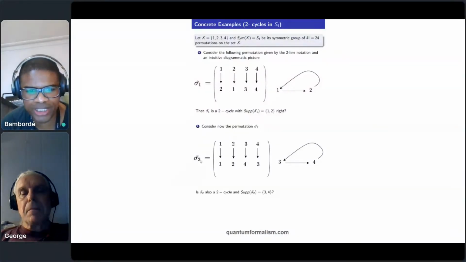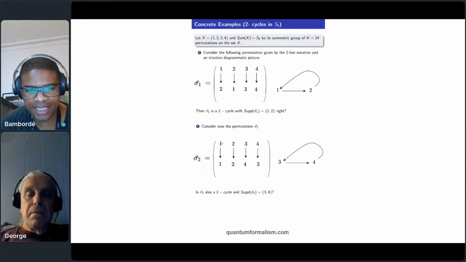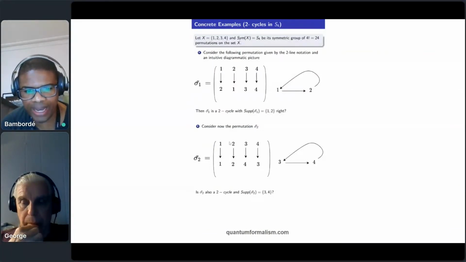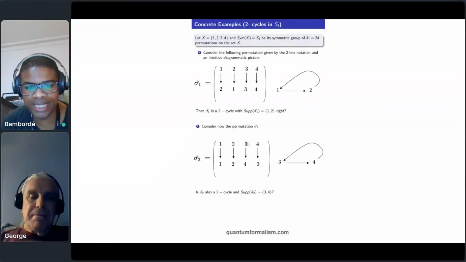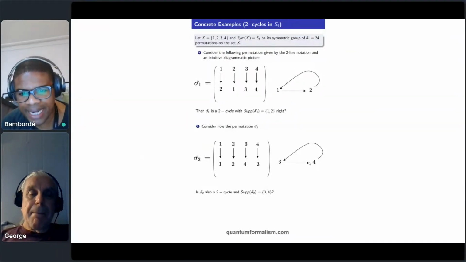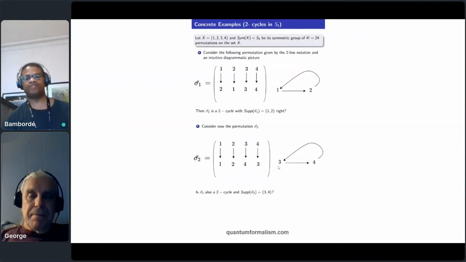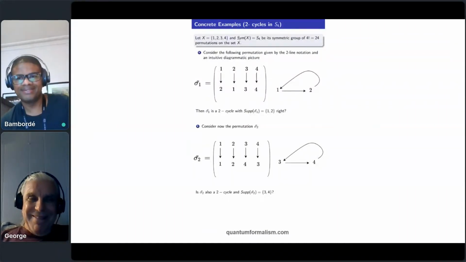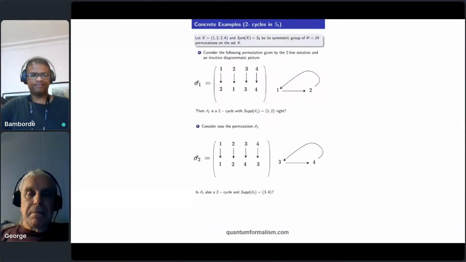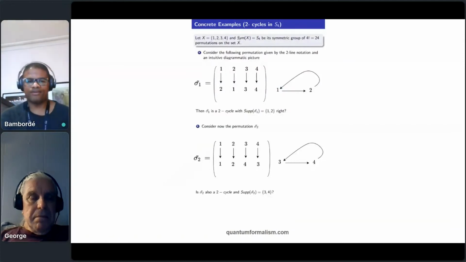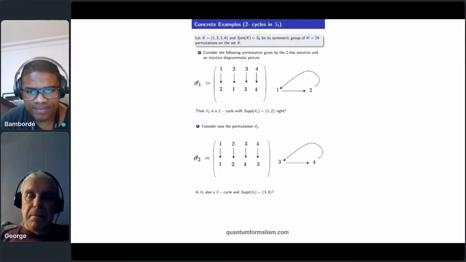This sigma 2 tilde basically leaves 1 and 2 unchanged, but then the change starts to happen from 3. So it takes 3 to 4, but then it takes 4 back to 3 again. Just follow the arrow. Okay. So therefore the claim is that this is a 2 cycle. Do we agree again? Same here. Okay. Yeah. Excellent.